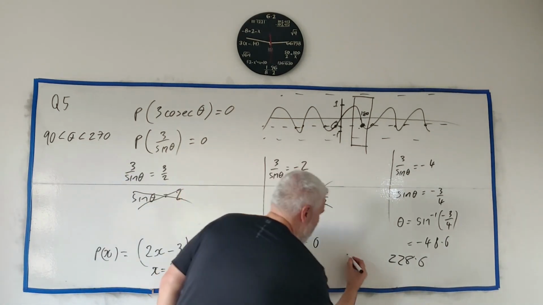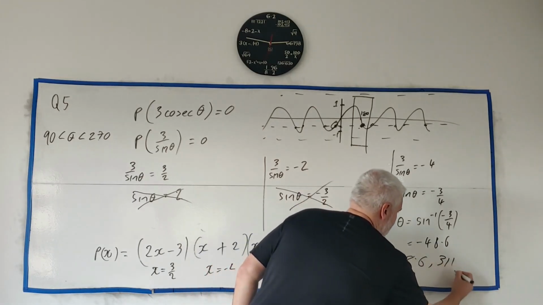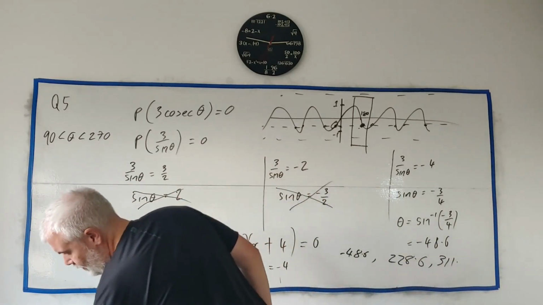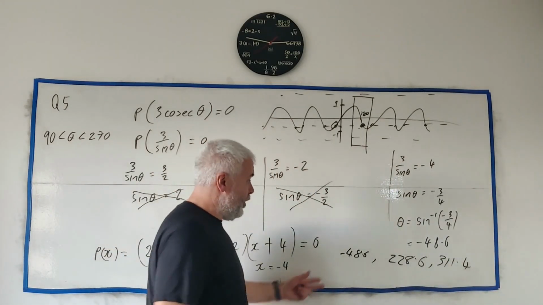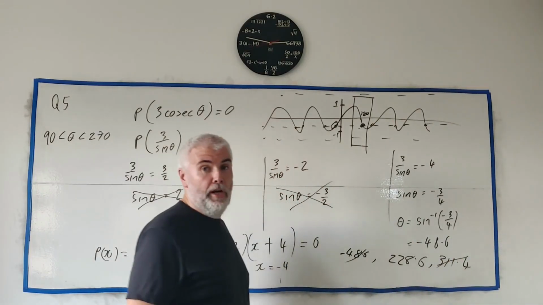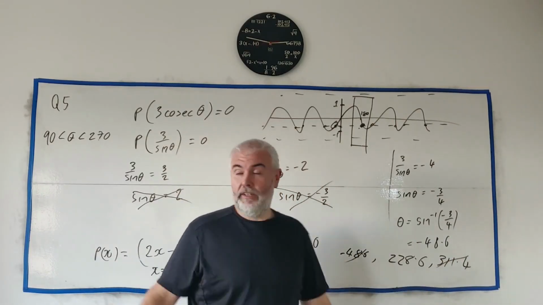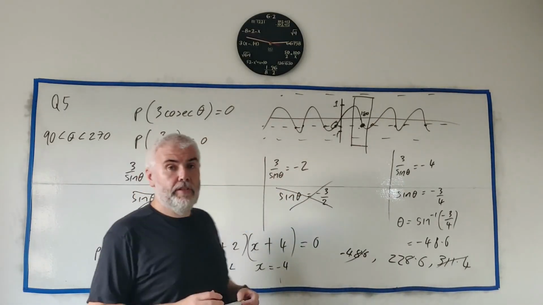So just to write out a few of them: minus 48.6, 311.4. Maybe your calculator shoots out a lot of answers. You just need to put a line through the ones that are wrong. This is the only valid one in the range they ask for. Okay, that's it for question 5.